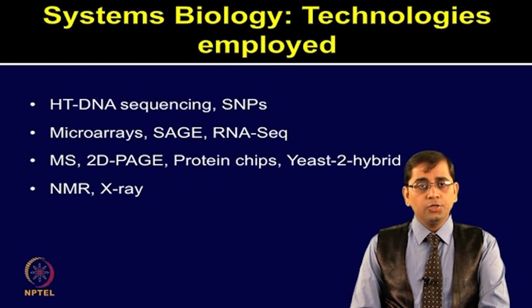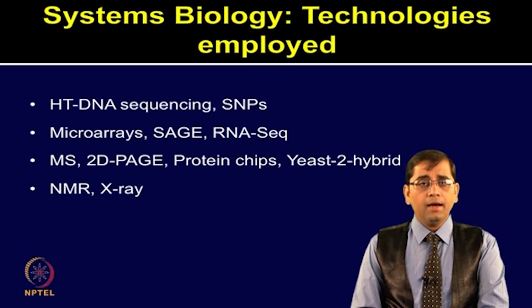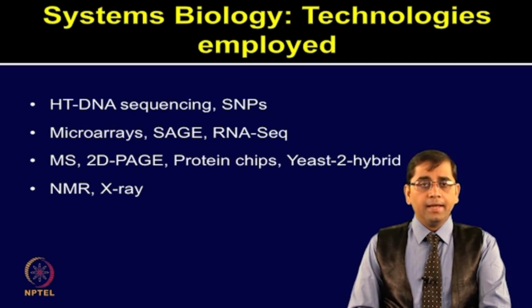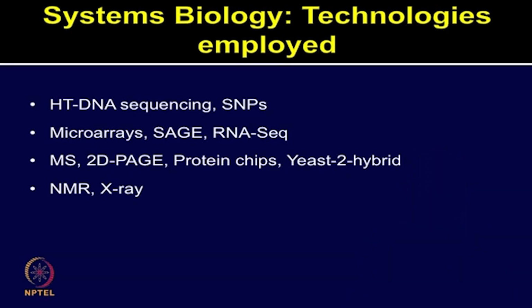For genomics, there are high throughput DNA sequencing methodologies and mutation detection using the SNP method. For transcriptomics, the transcript measurements can include serial analysis of gene expression, gene chips, microarrays and RNA sequencing. For proteomics, mass spectrometry, two-dimensional electrophoresis, protein chips and yeast two-hybrid, and different structural proteomic tools such as X-ray and nuclear magnetic resonance. X-ray and NMR are mainly employed for metabolomic analysis in the field of metabolomics.